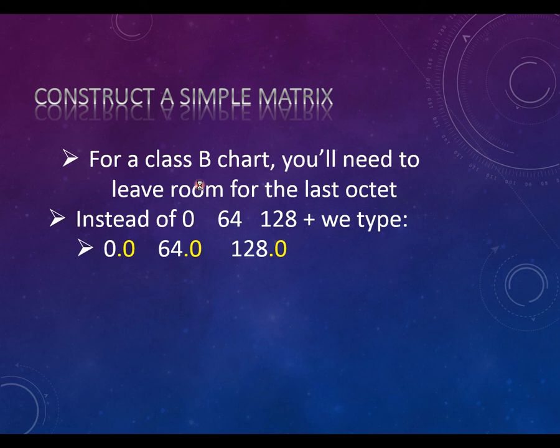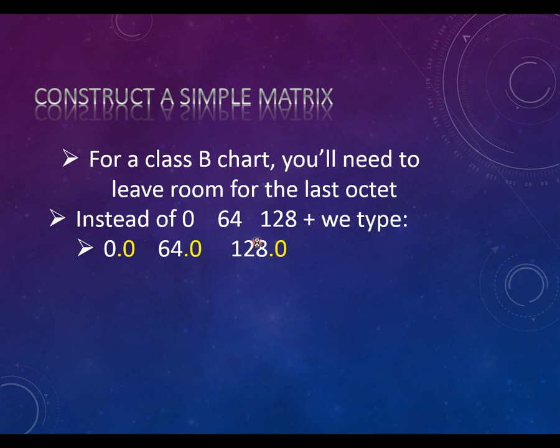So instead of doing a simple count of 0, 64, 128, like we would if we were dealing with a Class C address, we would do 0.0, 64.0, 128.0. So we must leave room.